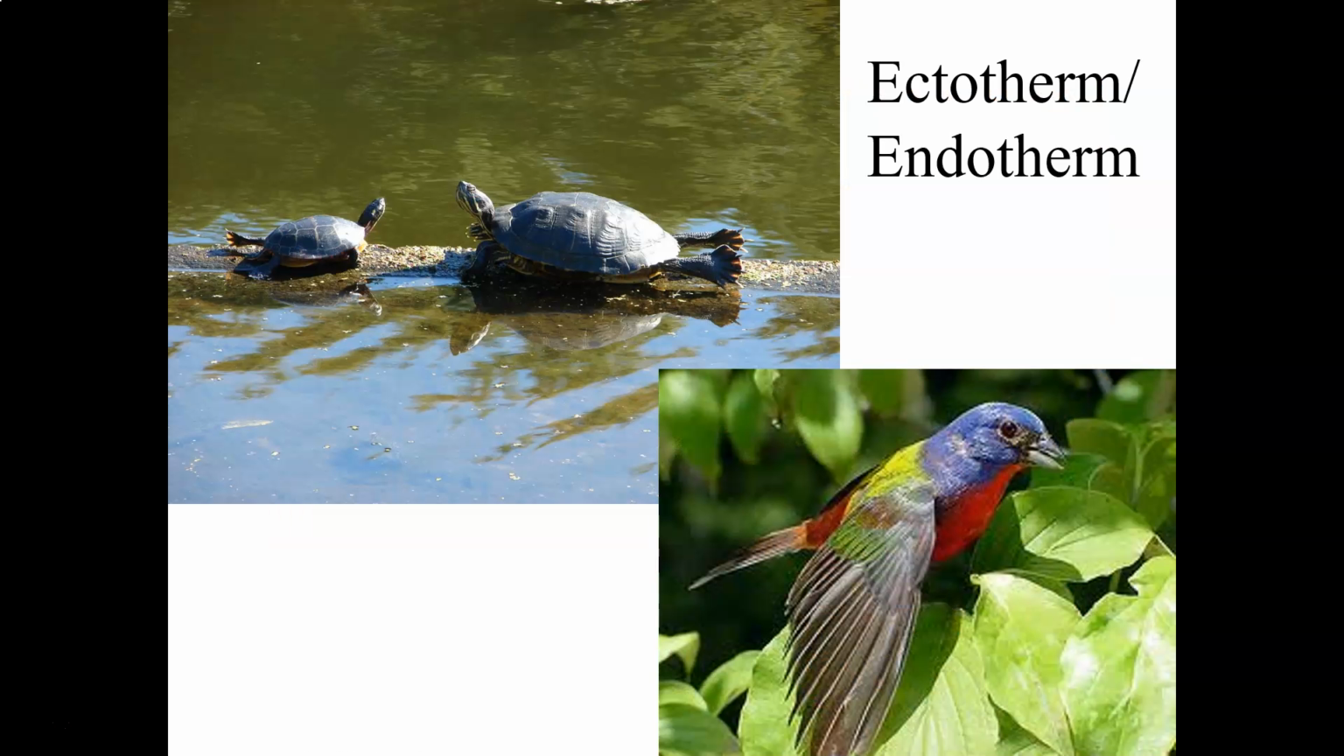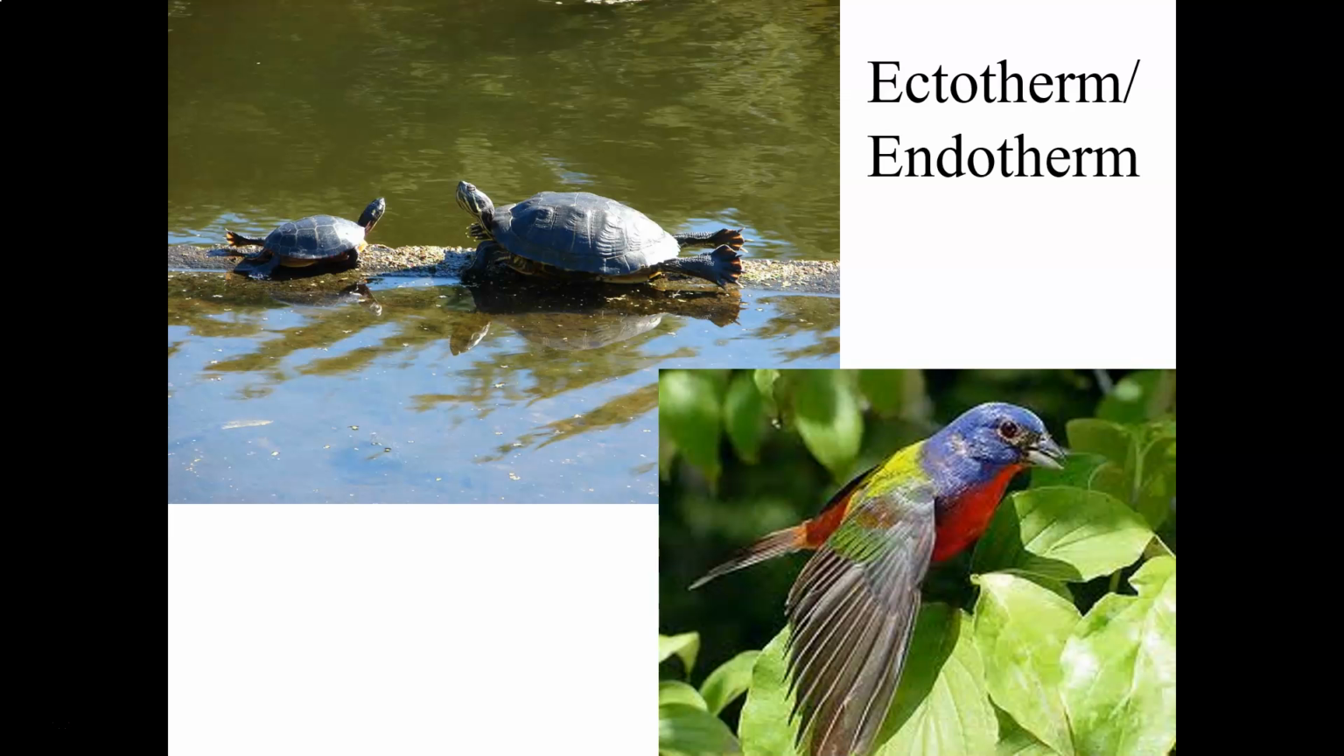There are ectothermic animals, which is what the average person would consider to be cold-blooded. And there are endothermic creatures, which, again, the average person would consider to be warm-blooded. Now, ectothermic creatures use the environment to help them maintain their temperature. If they start to get cold, they can go sun themselves, like the turtles in the upper picture here. If they start to get too hot, they can get into the water or go into a shady place, but they're using the environment more to help them maintain their temperature.